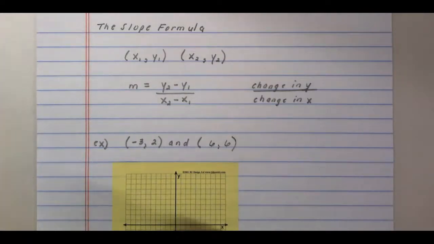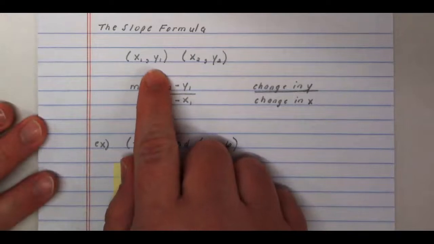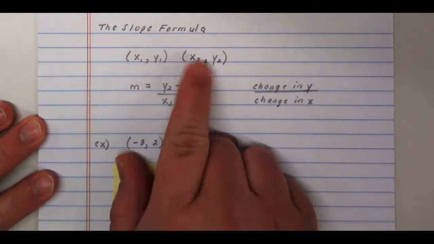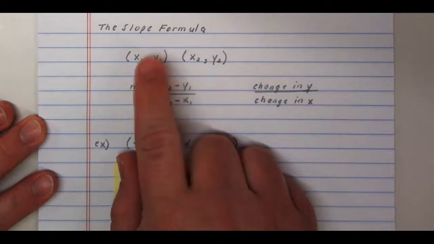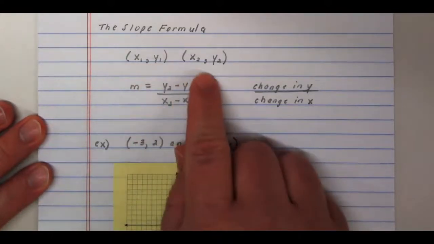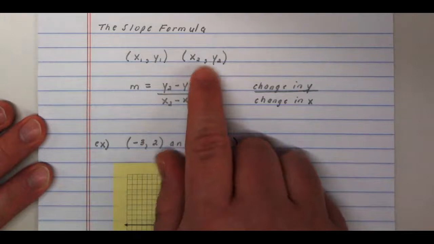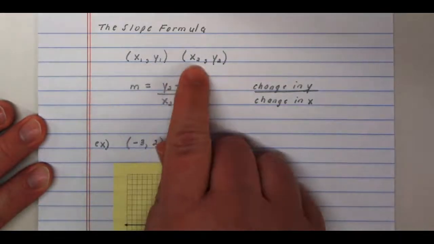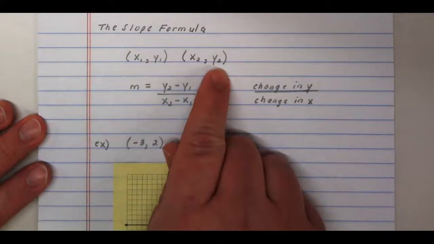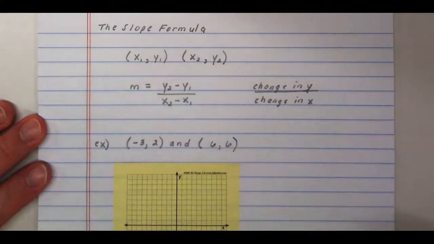So I've written the basic formula for you here, and when you're given 2 points for the slope formula, we usually refer to the first one as x1, y1, and the second one as x2, y2. These little numbers, the 1 and 2, really don't mean anything other than the name of the point. So don't get hung up on those.